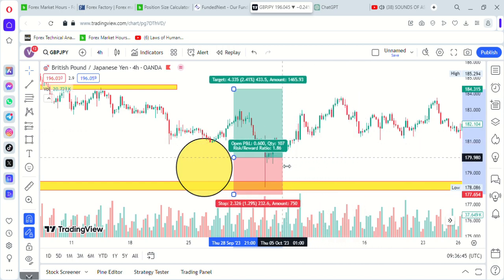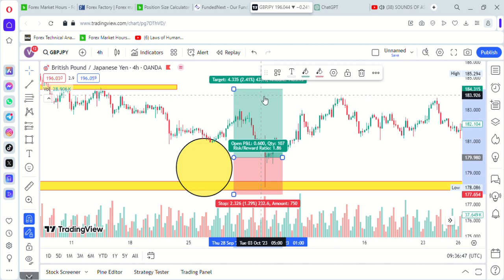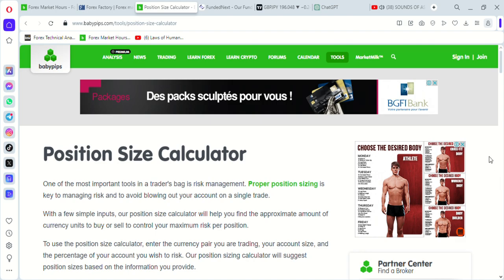To the nearest zone, which happens to be this one. Now you can see the risk to reward here is almost 1:2. Based on your capital, this stop loss here is huge, so you can use 0.1 or 0.2 lots. There is also what we call a position size calculator.